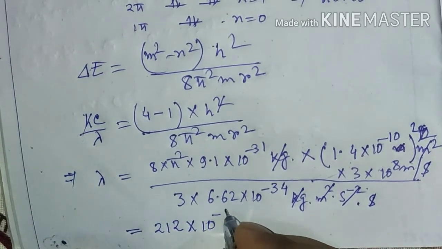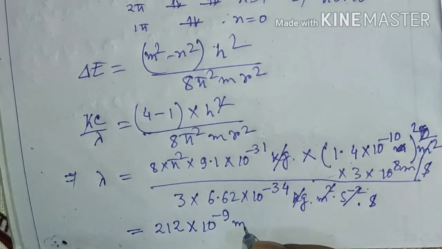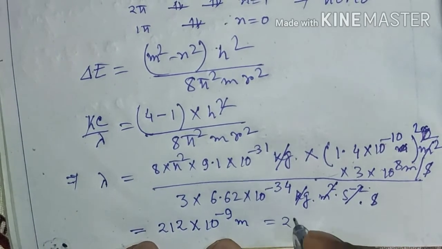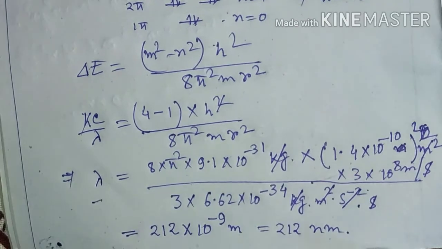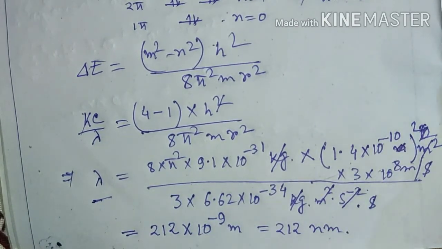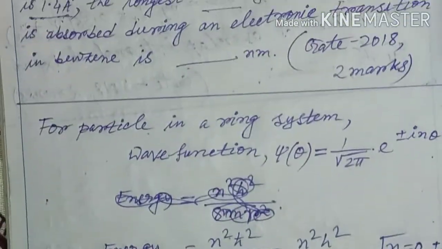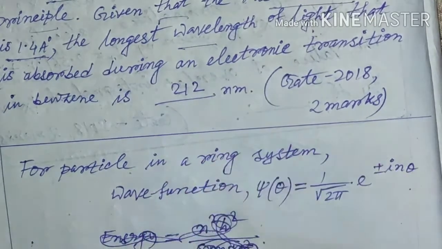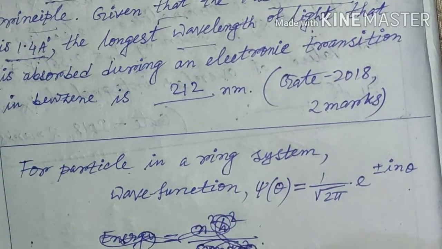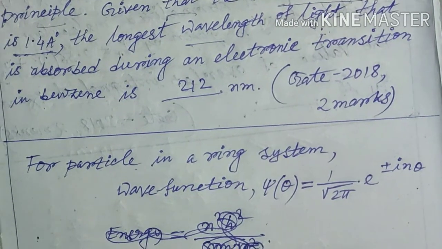So if you calculate this whole term, you can see that the value will be 212 into 10 to the power minus 9 meter. That means 212 nanometer. So the longest wavelength corresponding to this electronic transition for benzene is 212 nanometer. It is near about 210 to 215. Just check the calculation once.